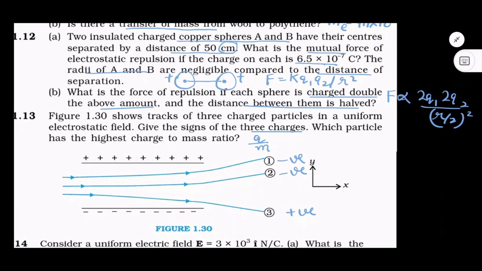So if we just apply the logic without calculating it, we can say that among the amount of deflection in all three, the third charge is getting most deflected. It is deflected in this direction, while the others are slightly deflected, and one is negligibly deflected. So the third charge is getting most deflected.